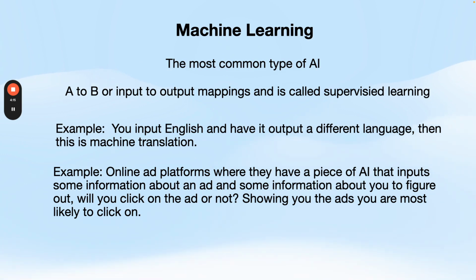Same thing, online ad platforms, where they have a piece of AI where it inputs some information. So it's looking at the ads and then it's figuring out who you are, and then those ads that are coming back are based upon you and your personal preferences and the things that you've done in the past. So again, it's that A to B, it's input to output based upon information that's been given.